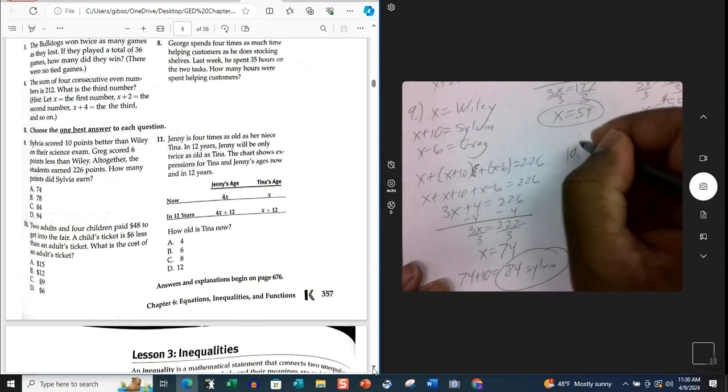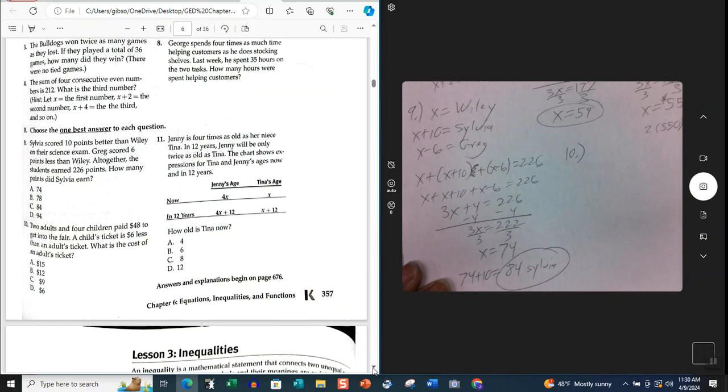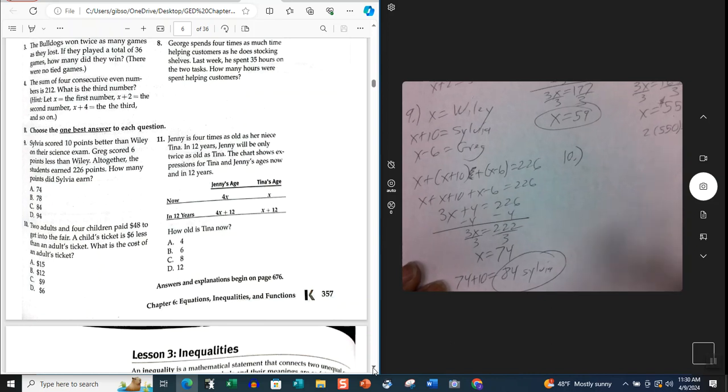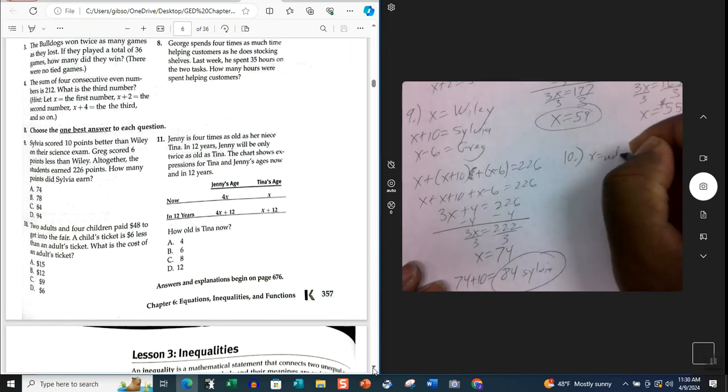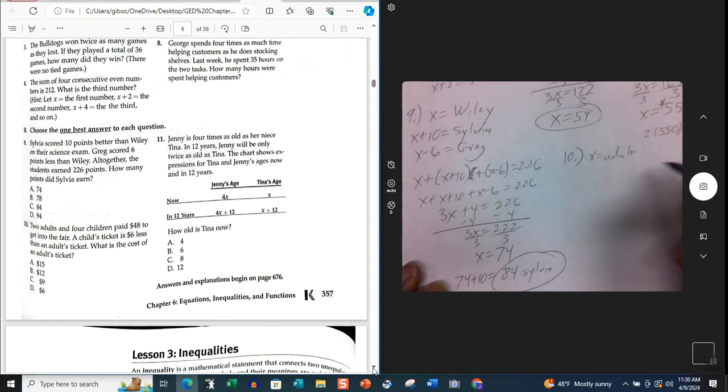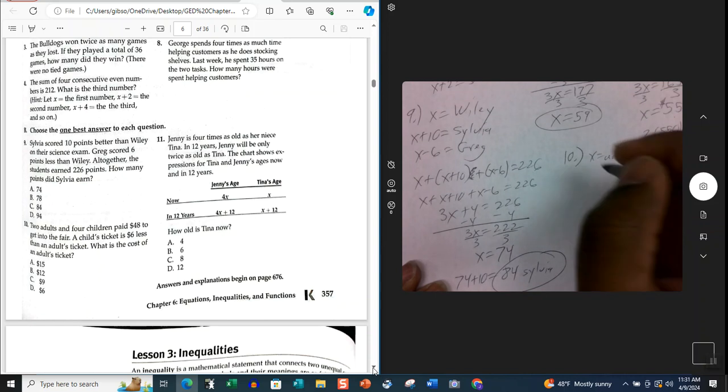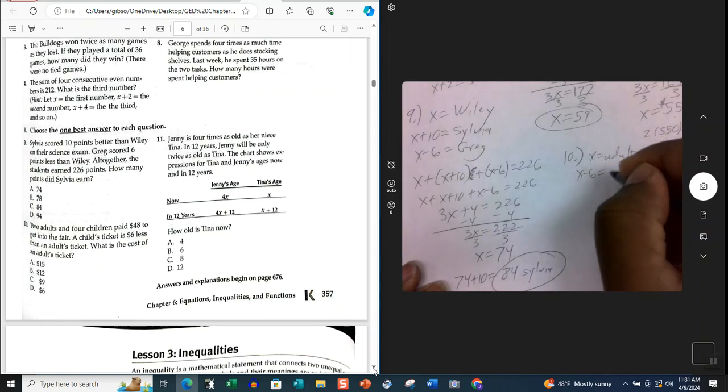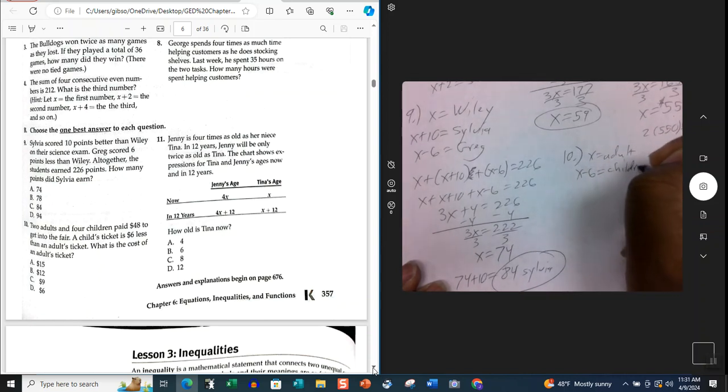Now for problem number 10. It says 2 adults and 4 children paid $48 to get into the fair. A child's ticket is $6 less than an adult's ticket. What is the cost of an adult's ticket? Okay, 2 adults and 4 children pay for a child's ticket. Okay, so x is the adult ticket because the child ticket is dependent on the adult. And the children's ticket is $6 less than the adult's ticket.